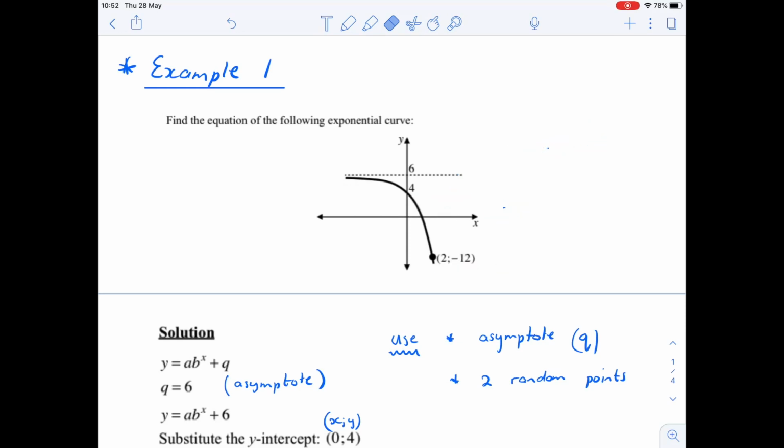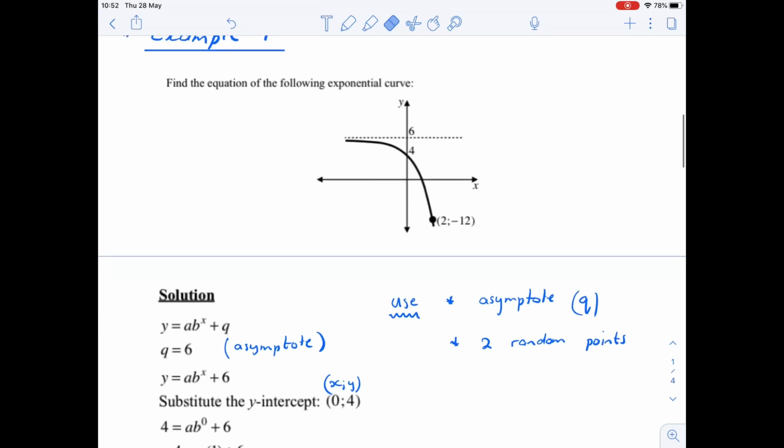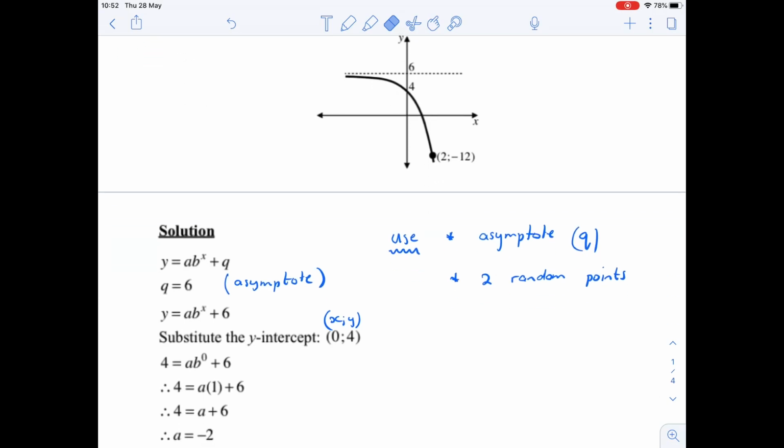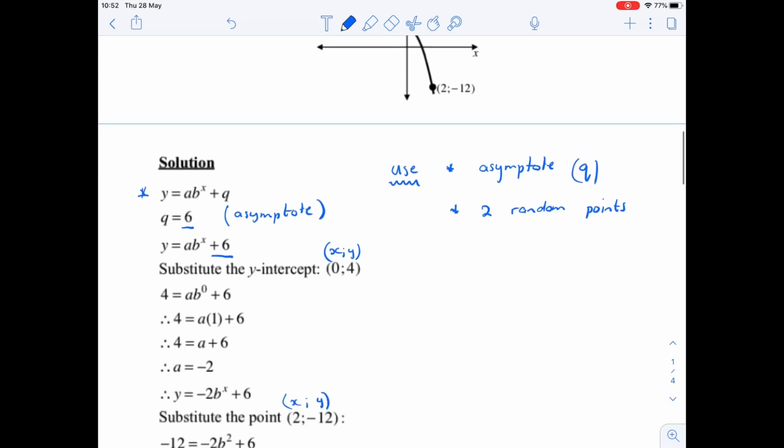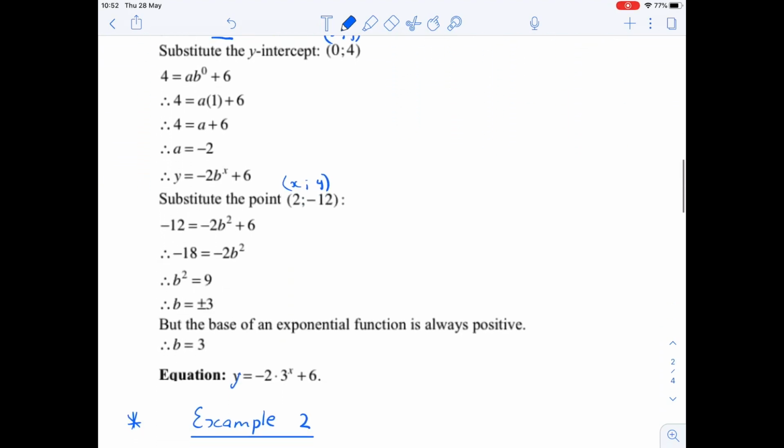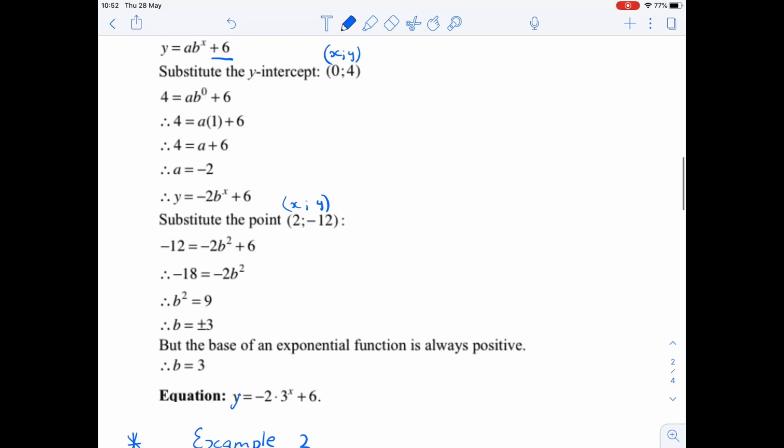We're going to now, actually there's a worked solution down here. Let's get rid of that. Okay, so now that's the question. So we go here to our solution. So like I said, we start off with the standard equation. y equals a times b to the x plus q. Your asymptote, we can see clearly, is 6, so we put plus 6. Then we substitute, like I suggested, the y-intercept first, because the y is going to be 4, and the x is going to be 0, and b to the 0 is going to be 1. And you can follow that through. You just solve, and we get a equals minus 2, and we stick it back into the formula here.